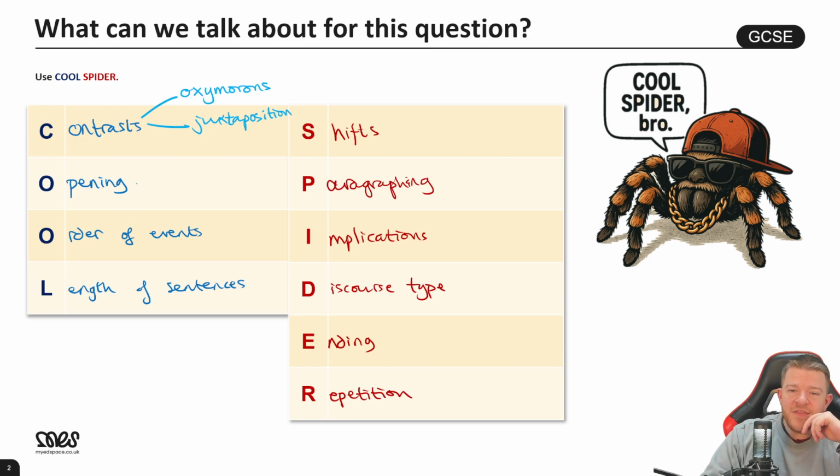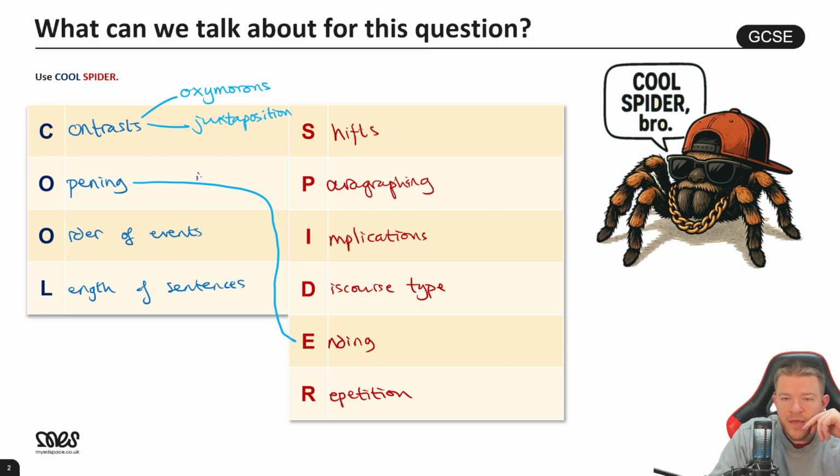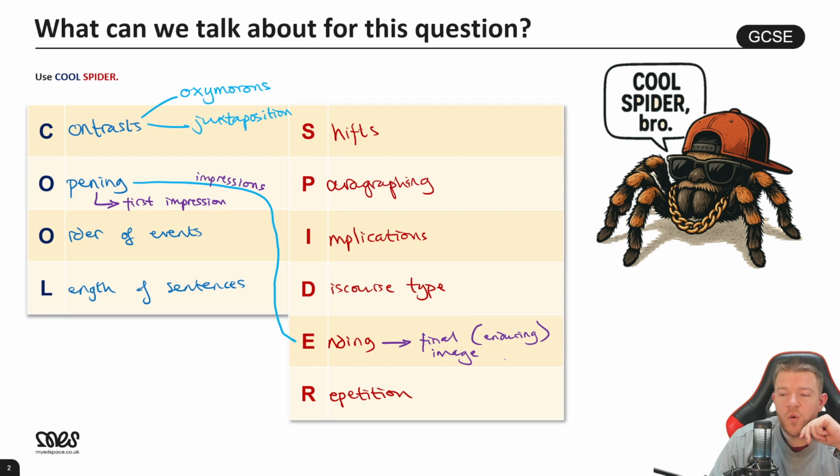Now the opening and the ending, and I'll talk about these ones together. We're essentially talking about impressions, okay? So the opening of a text is the first impression that you are given, okay? So first impression is clearly something that the writer wants you to focus on. You are being positioned as the reader, as someone who is focusing on something. And the ending is the final image, okay? The final enduring image, the thing that you are left with, that you dwell on after reading, okay?